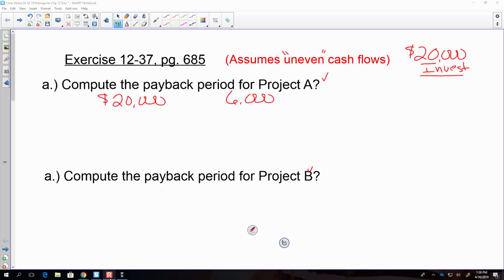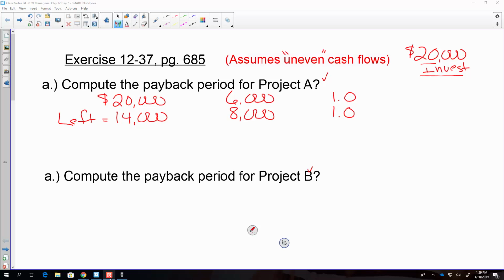In year 1, it's $6,000. I'm on page 686 now. Obviously, 6 does not recover the 20, so in payback terms, that 1 year has passed. Then I go to year 2. What do I have left? I have $14,000 left to recover out of the 20. And year 2's cash flow is $8,000. So here again, the cash flow is not adequate to pay the full investment back yet. So we're going to take another year.